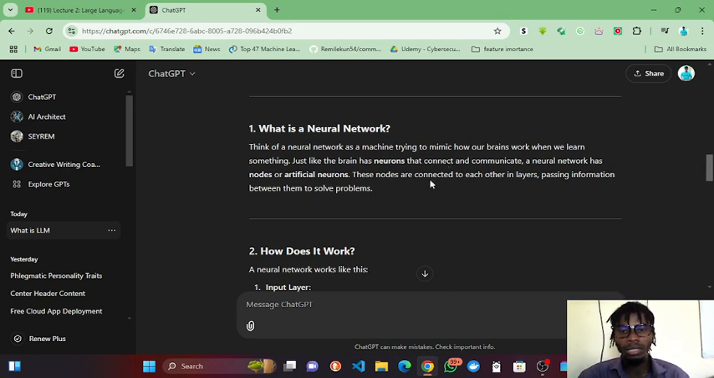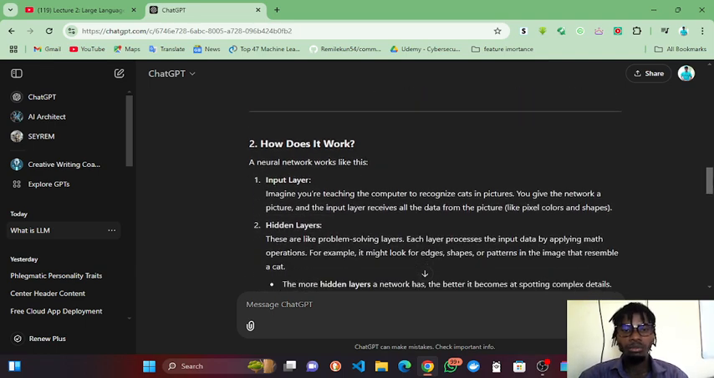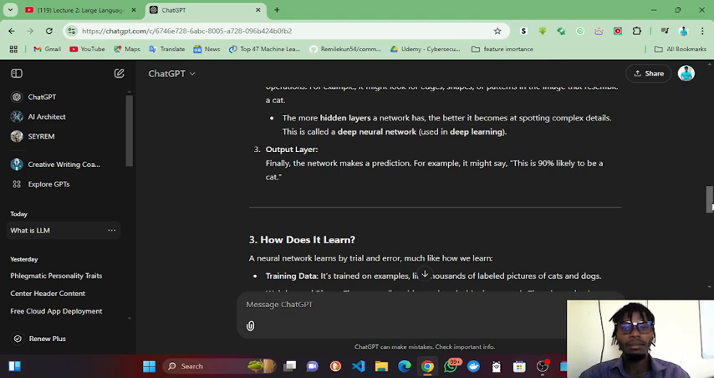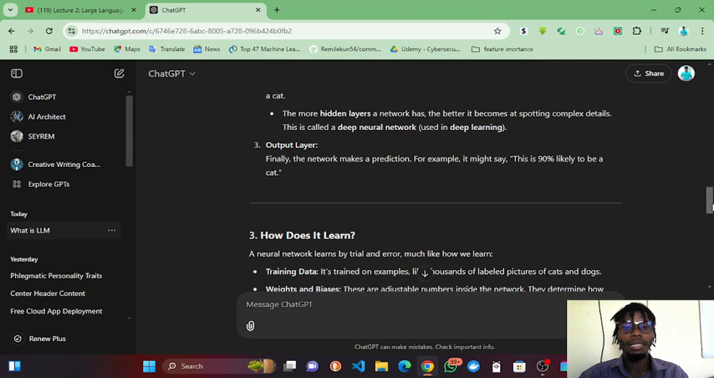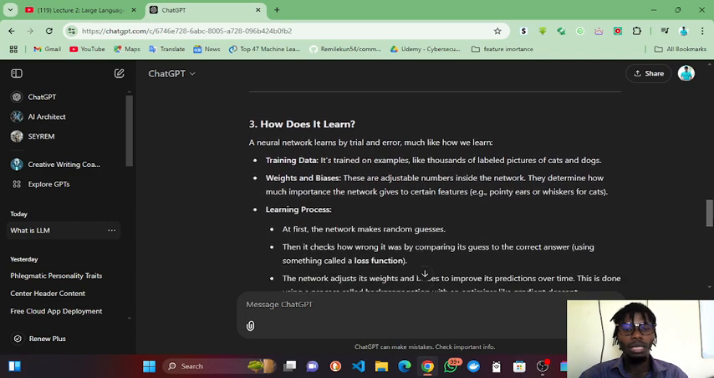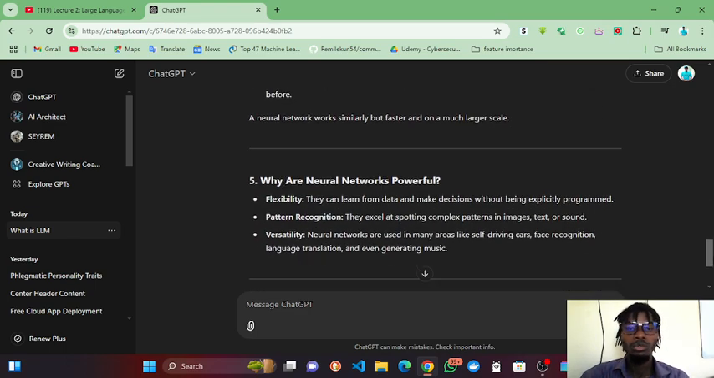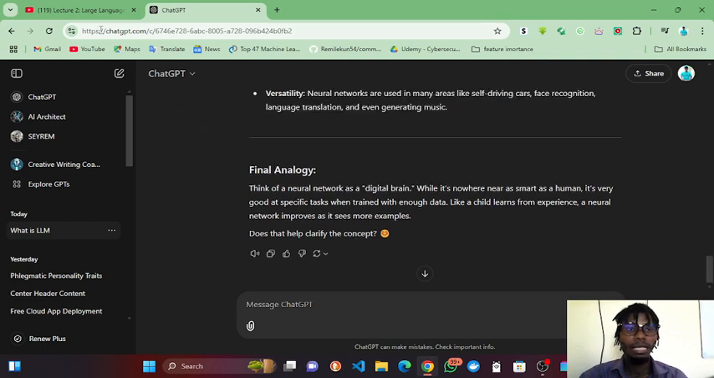So there are nodes. These nodes are connected to each other in layers to solve problems. So how does it work? I've told you it is of three types. There is the input layer which takes in information, right? There is the hidden layer that processes the information, and there is the output layer that brings out the output, right? So if you can take your time to also Google some of these things and find its deeper meaning.